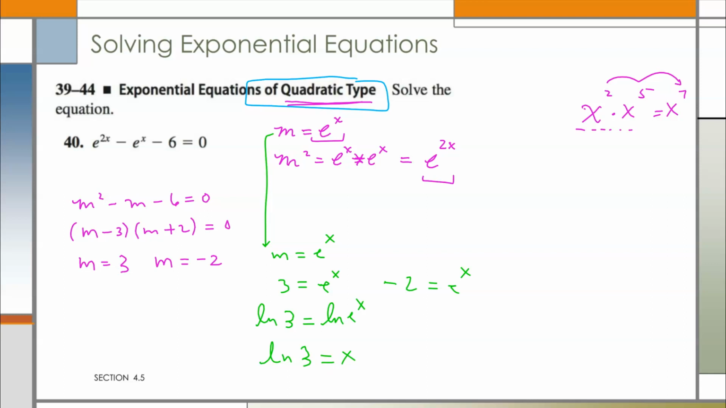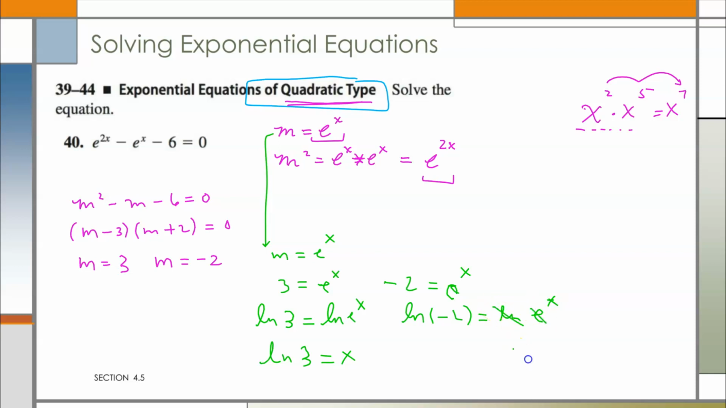Okay, we're going to do the same thing for the opposite side. We're going to ln both sides. We're trying to get rid of this e in e to the x. So we've got ln both sides to get rid of that e. So we have the ln of negative 2 is equal to the ln of e to the x. Okay, ln and e cancel out.